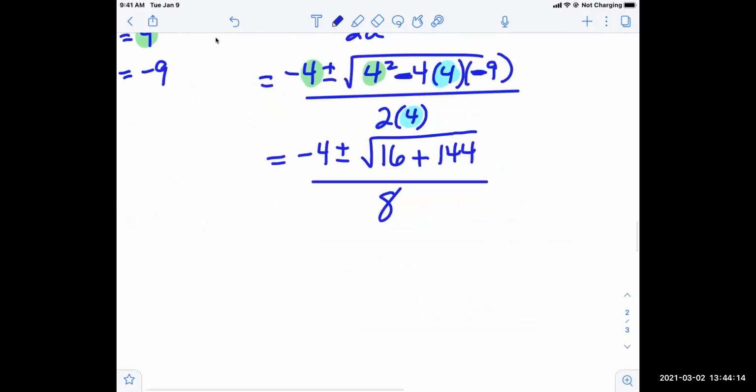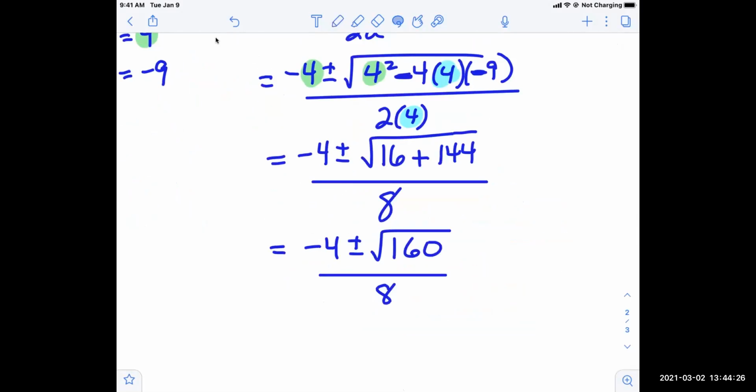Okay, let's see. What is 16 plus 144? That is, what, 160? All right. Okay, how can we break down 160? Square root of 160. 4 and what? It's 4 root 10 because it's what? Break it down in square roots.